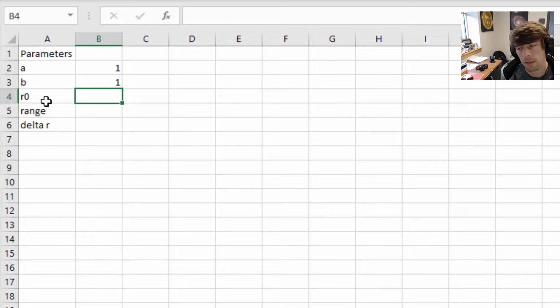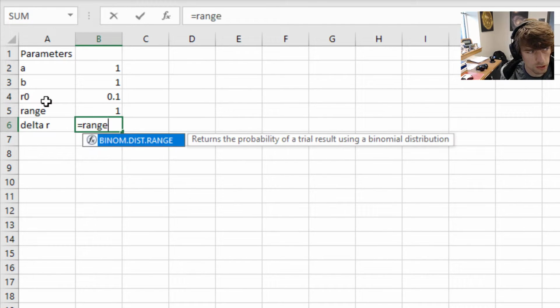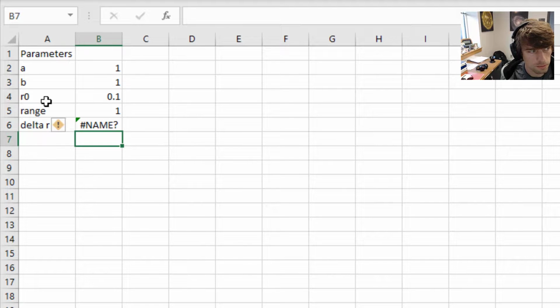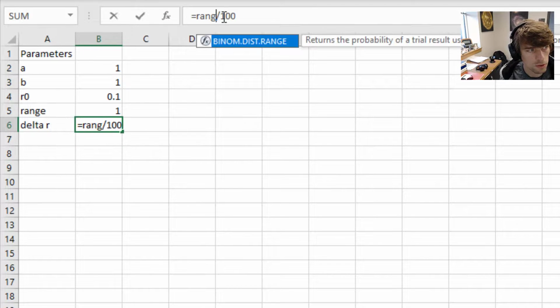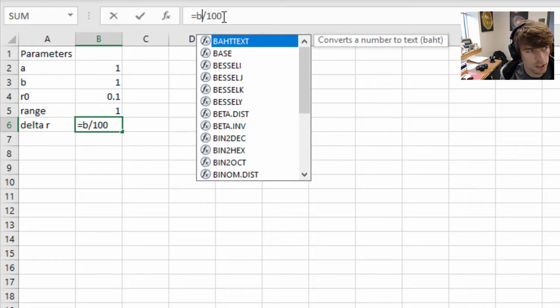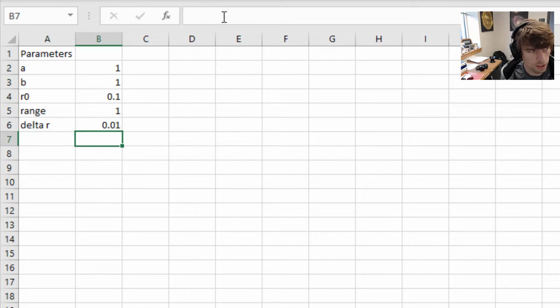Okay, so let's start out R naught at just 1/10 of a meter. And let's say I want to plot it out for a full meter. So what I'll do is range divided by, say, 100. Oops, silly. Let's say I do B5 divided by 100. Okay, so I'll do 100th of a meter steps.